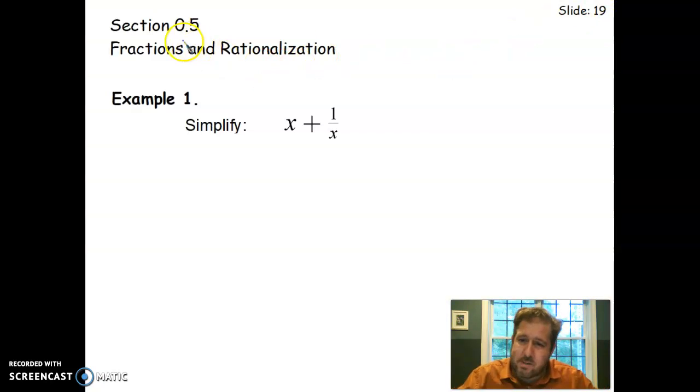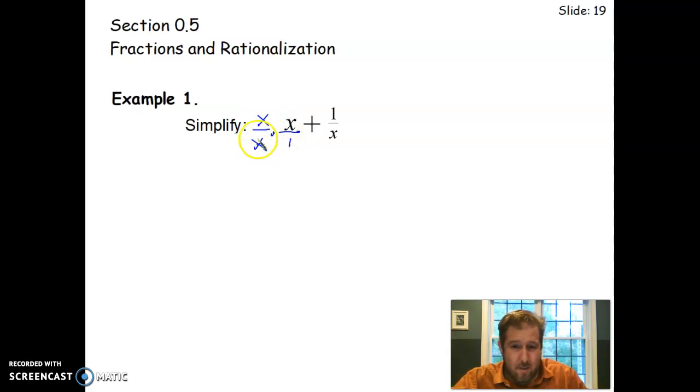Okay, section 0.5, so unit 0 in the 5th part. So we're simplifying fractions with rationalizing. In this case, I'm going to put this over 1. I asked myself, what's the common denominator here? Well, now they both have a factor of 1, and this one has a factor of x. So I need to multiply this side by x over x.